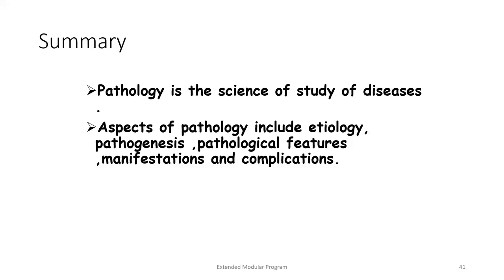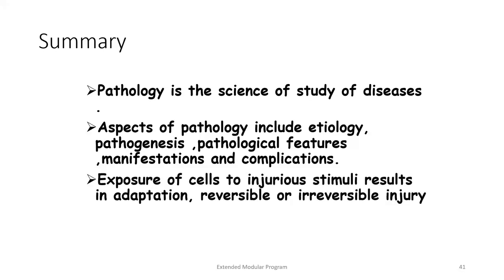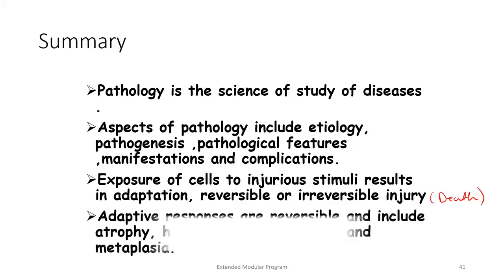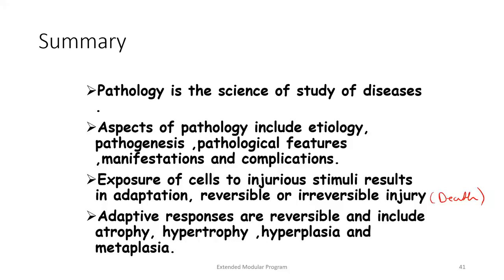In summary, pathology is the science of study of diseases. Aspects of pathology include what? What do you learn about each disease? You learn etiology, pathogenesis, mechanism, pathological features, gross and microscopic features, clinical manifestations, complications, and fate of the disease.